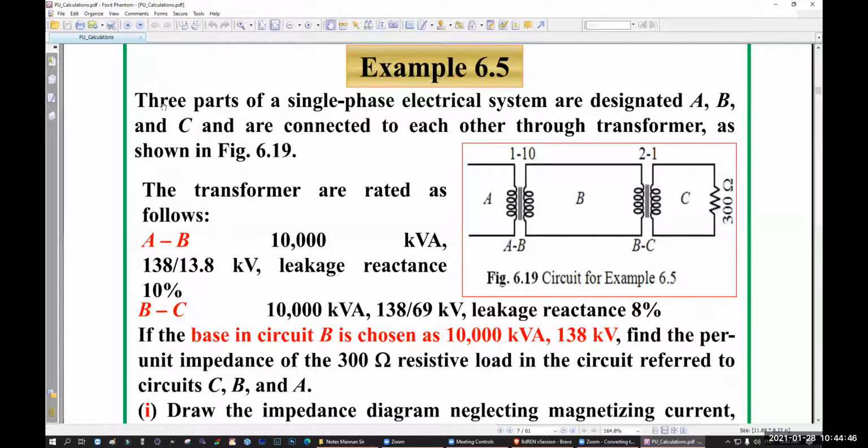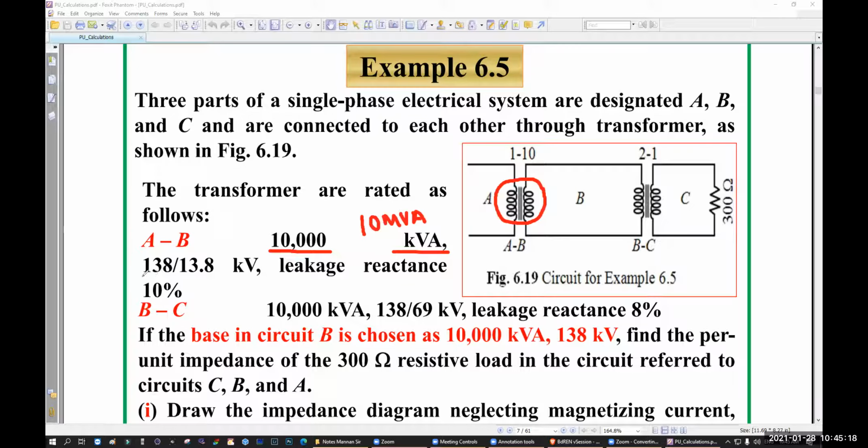So example 6.5: three parts of a single phase electrical system are designated A, B, and C. That means this part is A, this part is B, this part is C, and they are connected to each other through transformers as shown in the figure. The transformers are rated as follows: A to B, that means this transformer is 10,000 kVA, that means 10 MVA. Remember, this is 10 MVA.